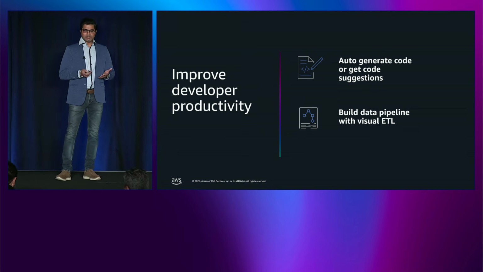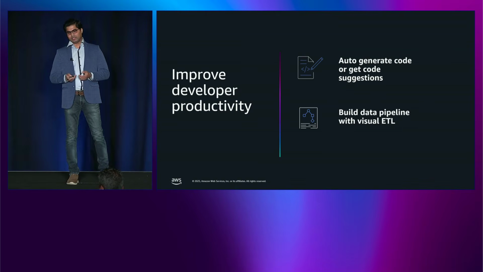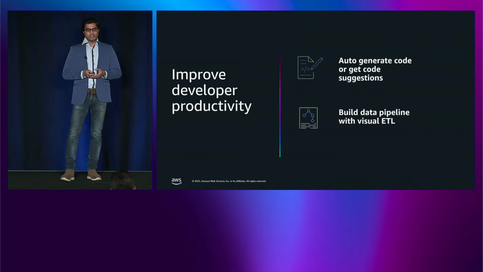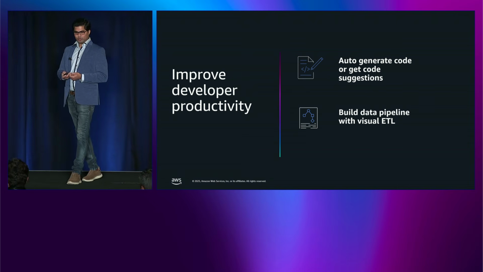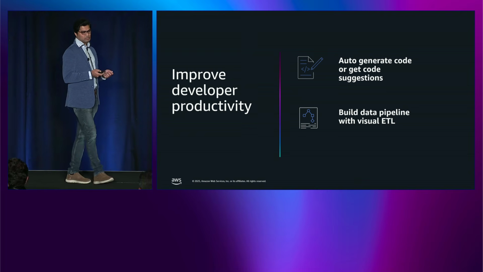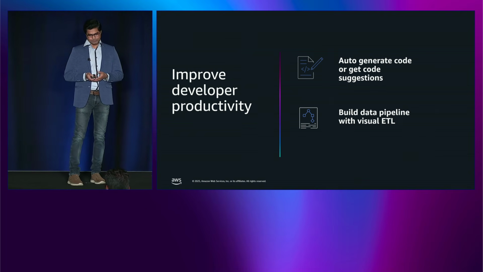So we have many use cases for how you can improve productivity. In the interest of time, I'll just touch base on two. One of them is auto-generating code or getting code suggestions through a single prompt. And the second one is building a data pipeline with visual ETL. Let's try to look at both of them.